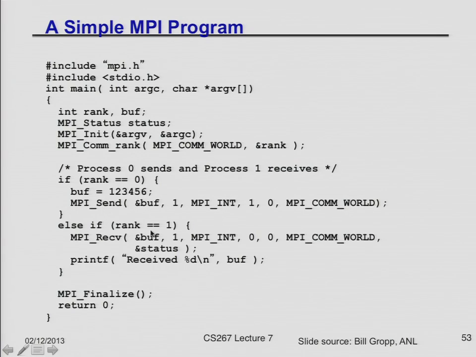Else, if I'm processor 1, I do a receive. So you have to have both cases written inside your code, because the same code is executed both on processor 0 and on processor 1. So you have to have this if statement. Depending on who you are, you do the right thing.